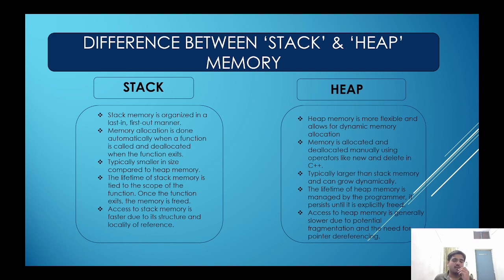Now, access to stack memory is faster due to its structure and locality of reference. Access to heap memory is generally slower due to potential fragmentation and the need of pointer dereferencing. This point says that stack memory is relatively faster than heap memory because it's well organized. As in the first point, it is in last in first out manner, so its location is fixed and we just need to call it. So it's faster and easier to call stack memory.